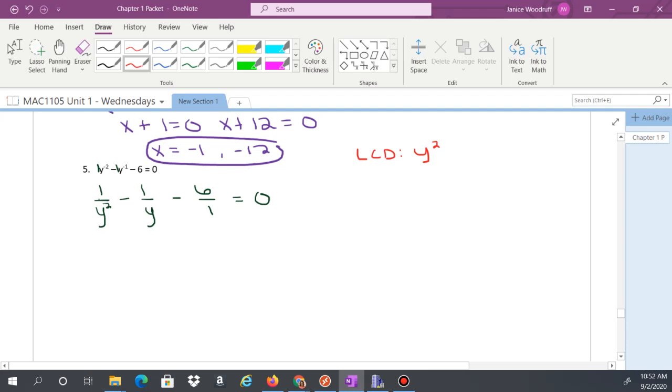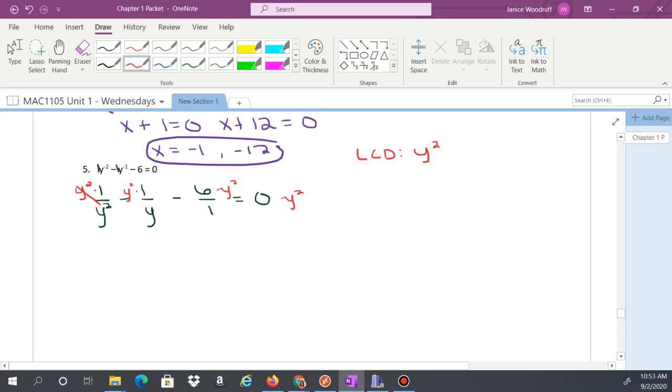Okay, then multiply each term on the top by y squared. You can do the 0 as well if you'd like, just so you know that you do multiply everything, just in case. But I would set it equal to 0 first.